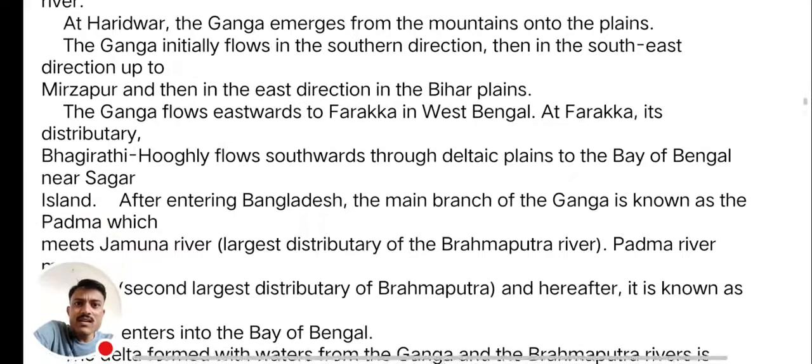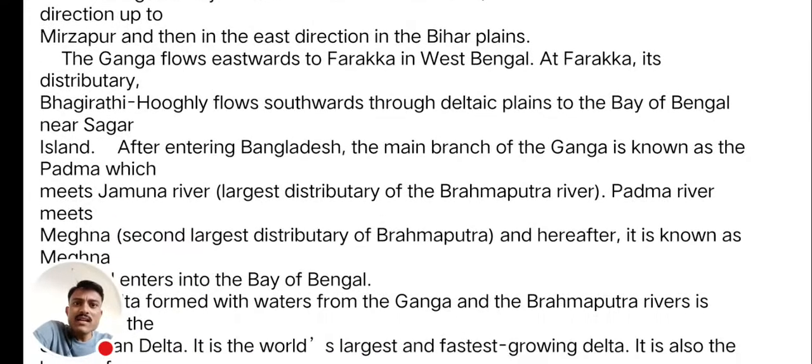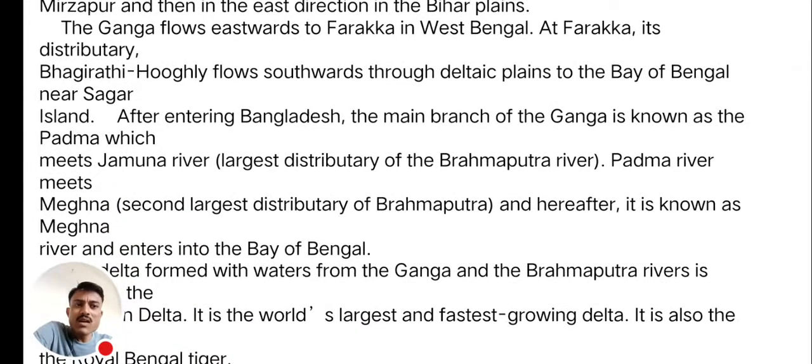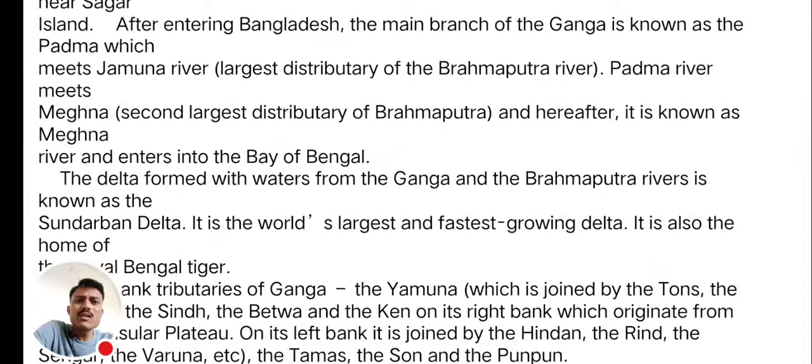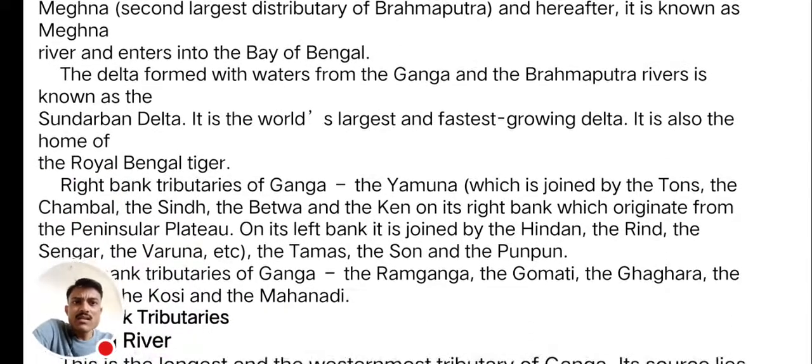Then different names of the Ganga. In Bangladesh it has a different name, in India it has a different name. How it is joining the Brahmaputra and taking different names like Meghna and all these things. You can go through all the details very well. Then the Sundarban Delta is formed, where the Royal Bengal tiger is famous.